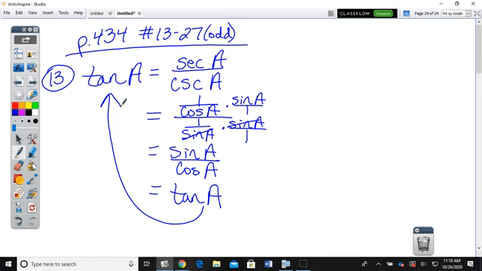Now, the more you do these, you'll get quicker at them. You see all this work I wrote here? Eventually, you will realize that if I have secant on top, I can just put what on the bottom? Cosine. Why can I just put it on the bottom? Because they are reciprocals. Same thing with the cosecant. If a cosecant's on the bottom, I can just put what on top? Sine, because they're reciprocals. And if you know that, you can skip all of that.